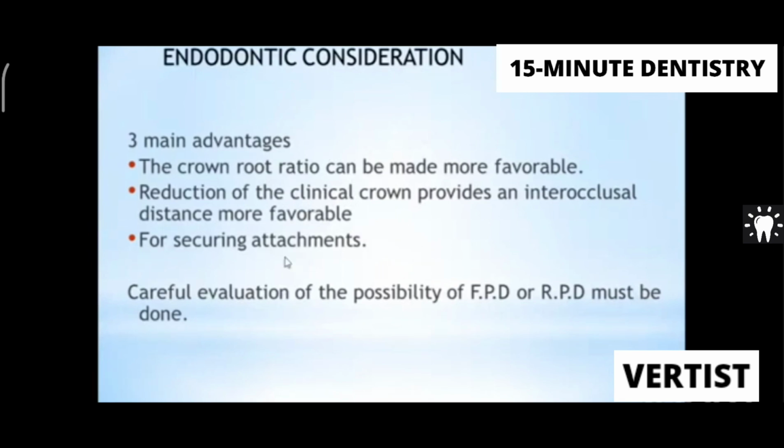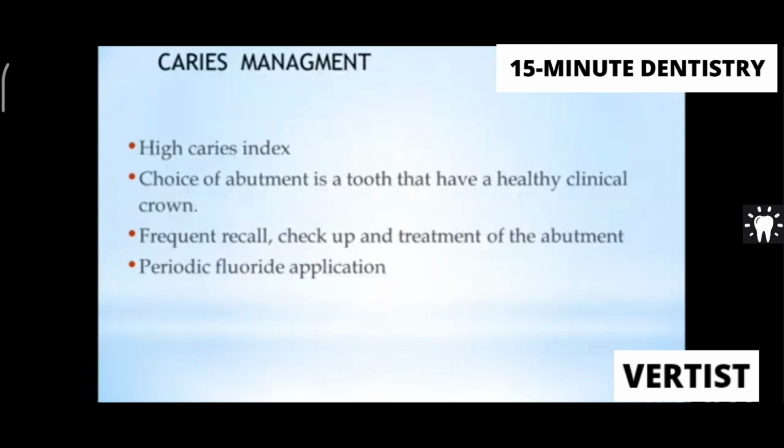Before you do this, you need to carefully evaluate whether an FPD or RPD is possible or not. Then only you decide on going for the overdenture, because you are going to do the endodontic treatment of the abutment. Then of course you will have to see to it that you can manage the high caries index of the patient. You will have to give fluoride application, frequent checkups, and scaling is required. That should be done, and any treatment to the abutment, if required, should also be done with frequent recall and follow-up.